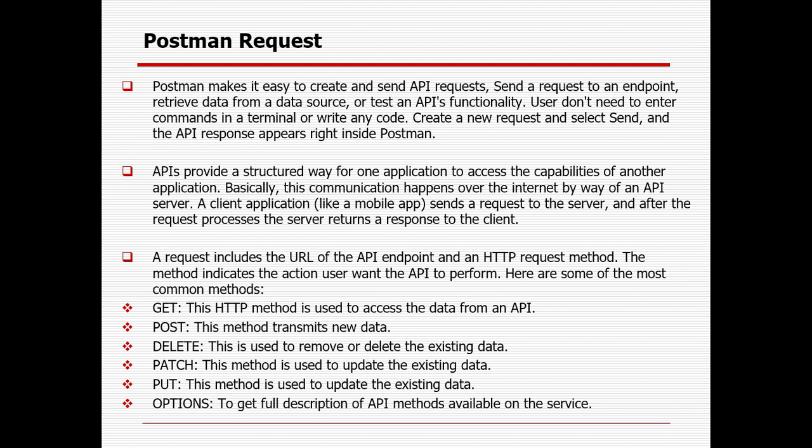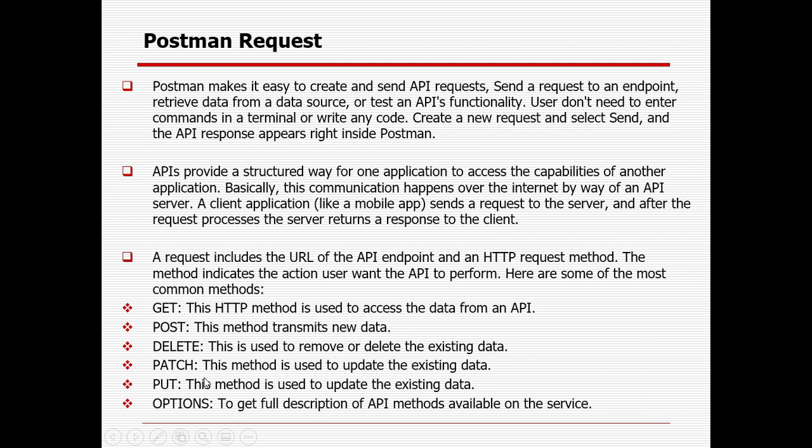A request includes the URL of the API endpoint and an HTTP request method. The method indicates the action the user wants the API to perform. So these are the most common methods used in Postman. GET: this HTTP method is used to access data from the API. POST: this method transmits new data. DELETE: this is used to remove or delete existing data.